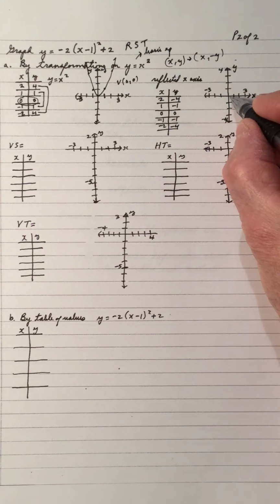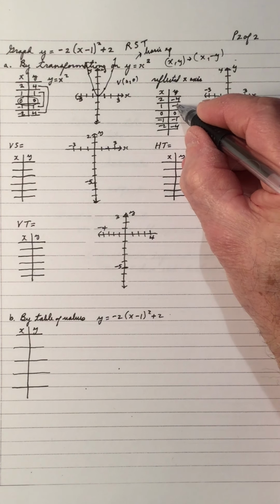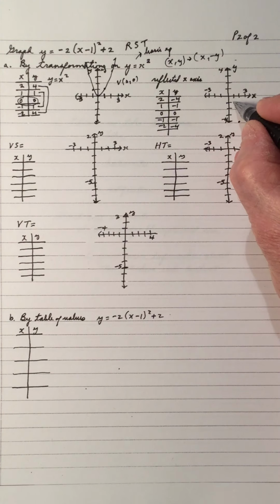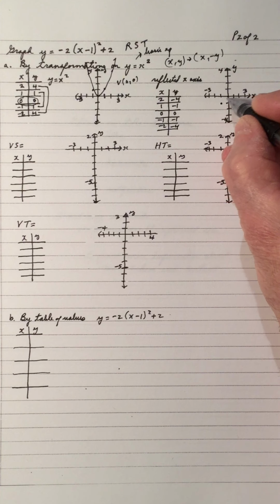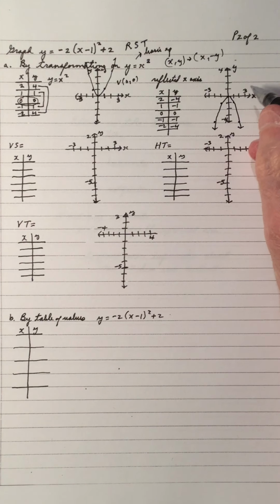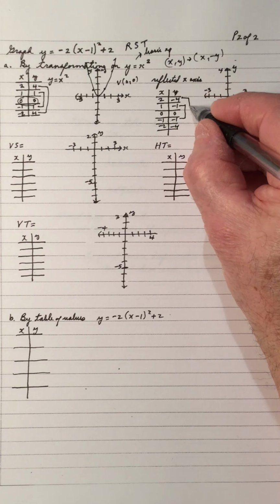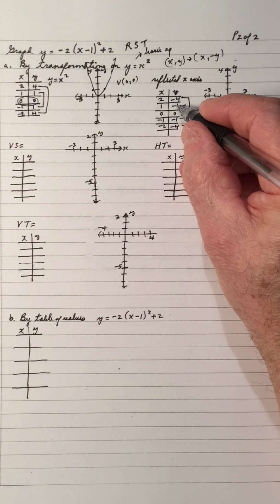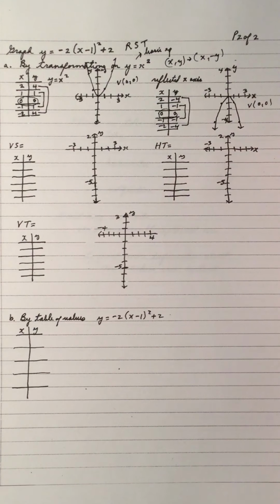So 2, -4; 1, -1; 0, 0; -1, -1; -2, -4. So notice it's opening downward. It's reflected. And the vertex of this parabola is 0, 0, because 1 unit on the left and right, and 2 units on the left and right, you get the same y values: -1, -1, -4, -4. Again, this is still the vertex.